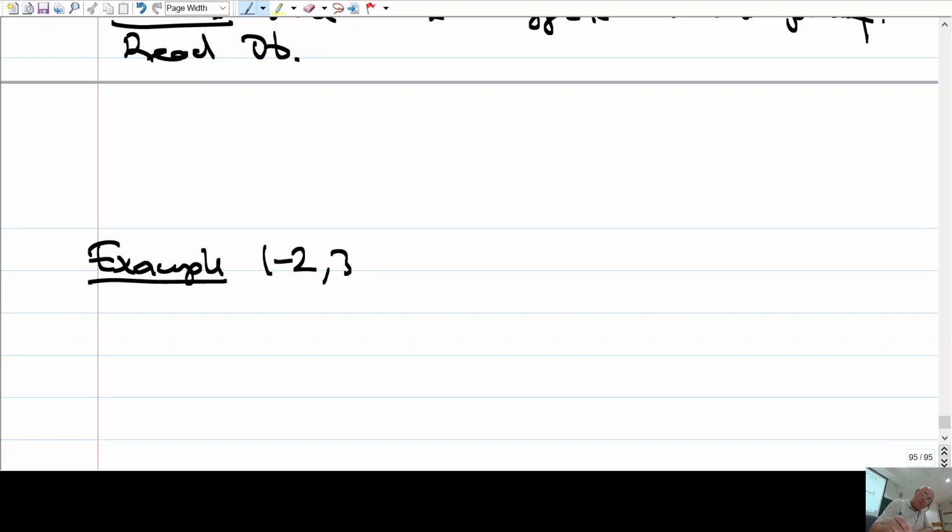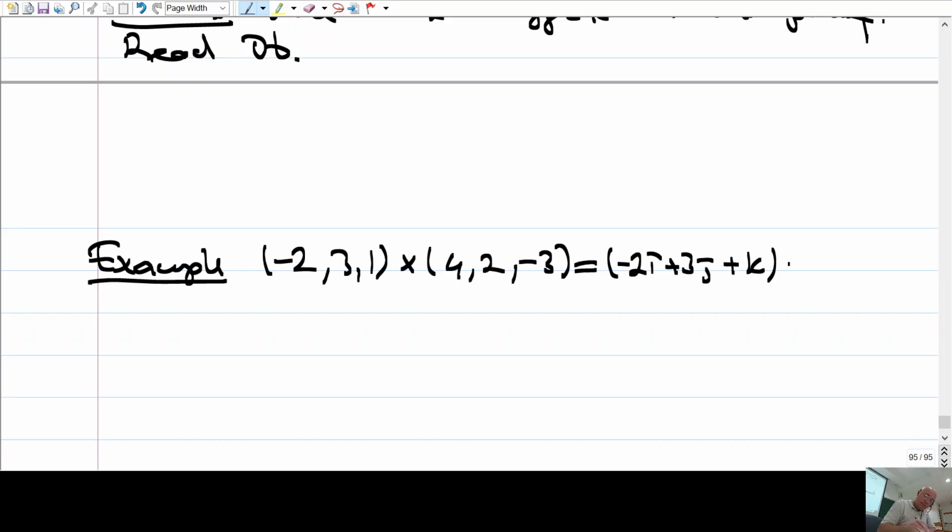Minus 2, 3, 1 cross product 4, 0, 4, 2 and minus 3. Well, what is this? Well, the first one actually is minus 2i plus 3j plus k. Cross product, this one is 4i plus 2j minus 3k. Okay. You can use, of course, the formula, but you can also do it this way.